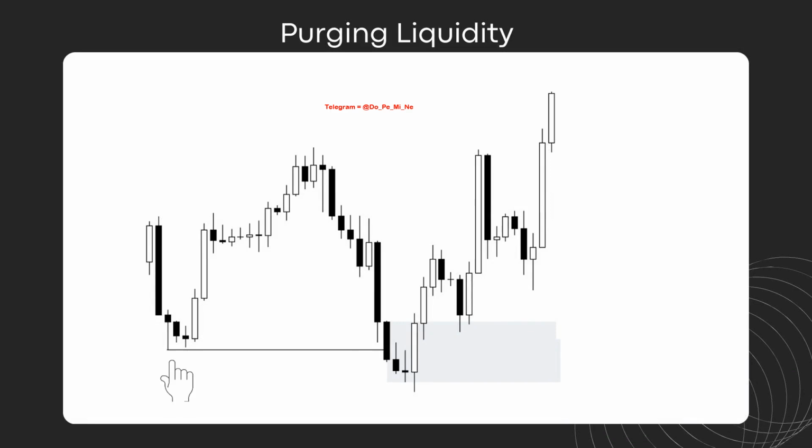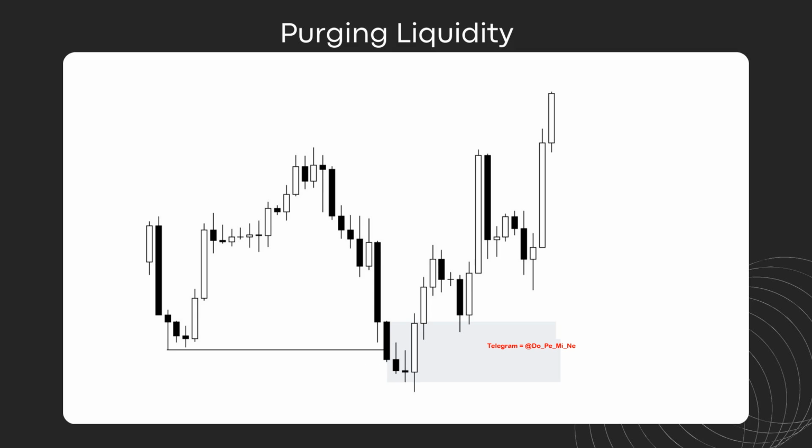So right here you can see that we've got this range low, and beneath this low lies liquidity, as we all are aware. We know that above highs and below lows lies liquidity. Now what happens is that price comes down below and purges this low, meaning it takes out liquidity, and it does it with this sequence of consecutive candles. This particular candle is the exact one that takes out the low, but the next two candles with it also play a role in purging liquidity.